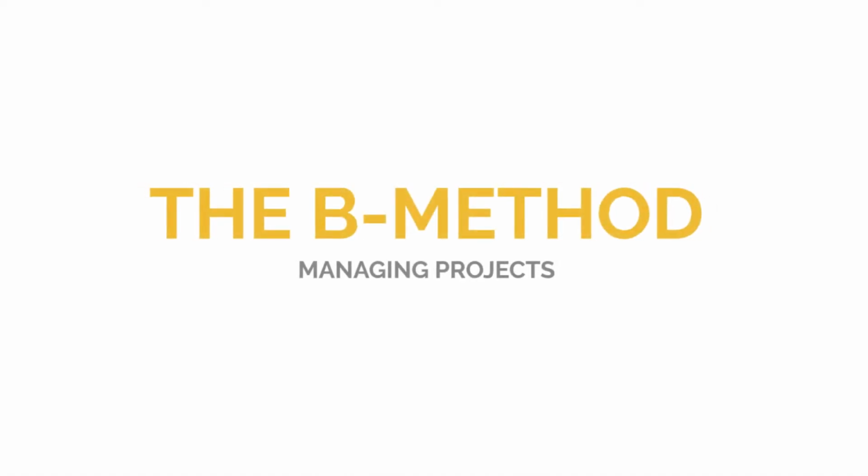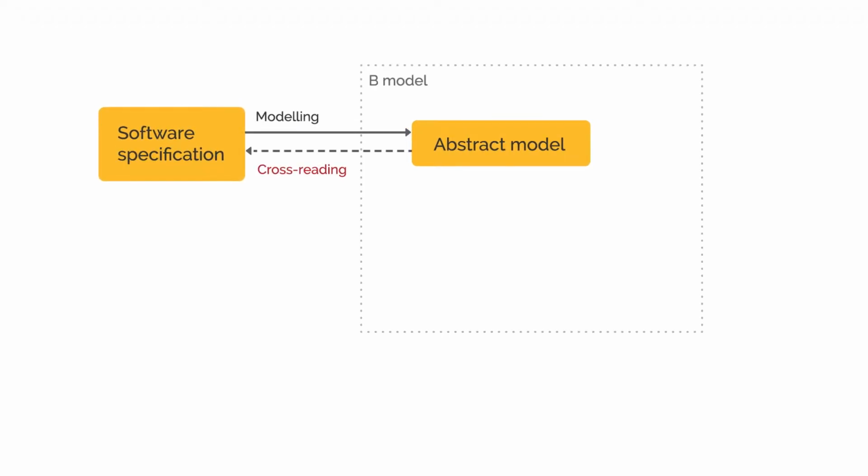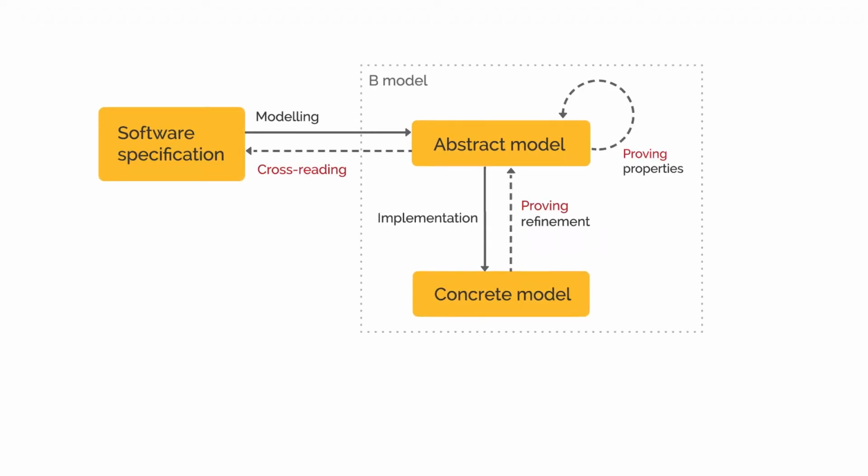Welcome back. Today in this video we are going to see how to manage a B project. A B project contains three activities: modeling, proving, and generating code. Modeling and proving are tightly linked and are performed iteratively. Generating code is only performed when both modeling and proving activities are completed and when the model is 100% proven.